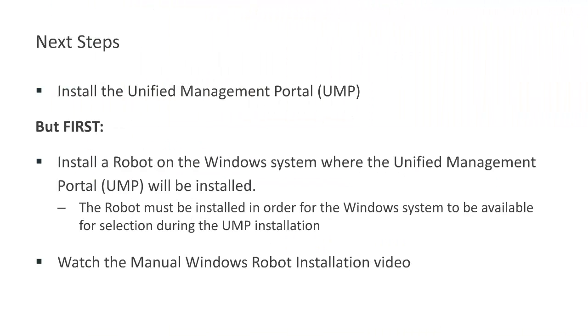The next step is to install the Unified Management Portal, or UMP. But first, you must install a robot on the Windows system where the UMP will be installed. The robot must be installed in order for the Windows system to be available for selection during the UMP installation process. Watch the manual Windows robot installation video next.